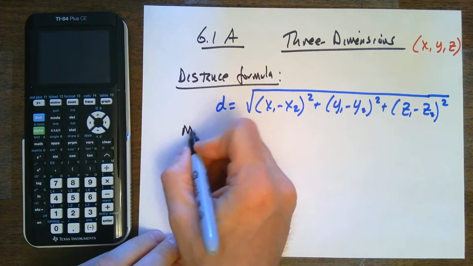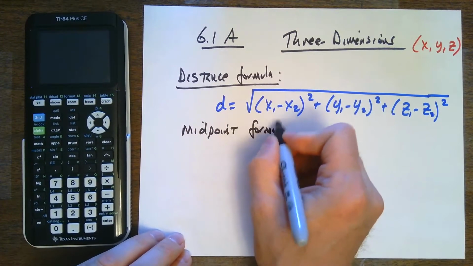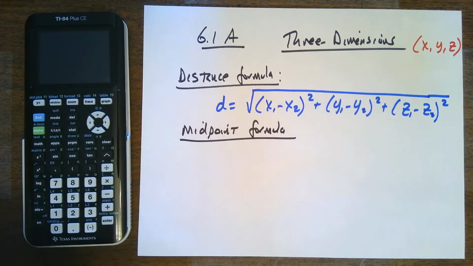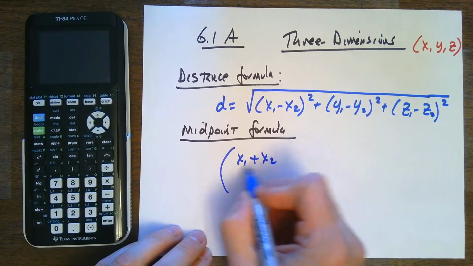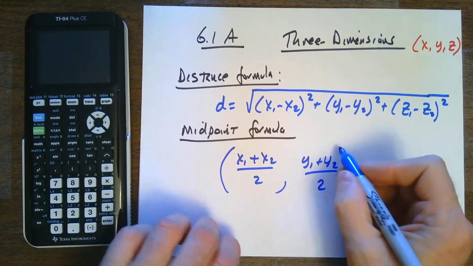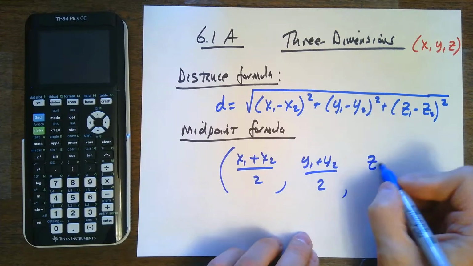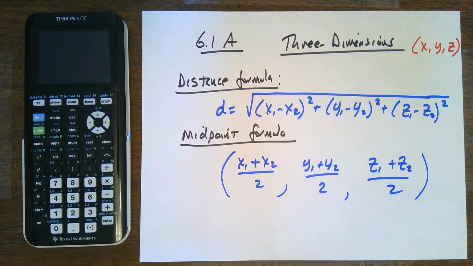Midpoint, similar situation. The midpoint formula in space is going to be x1 plus x2 over 2, y1 plus y2 over 2, and that would be in 2 dimensions, z1 plus z2 over 2. That's 3 dimensions. So that's the only difference. We're just adding the extra coordinate there. That's really all there is to it.